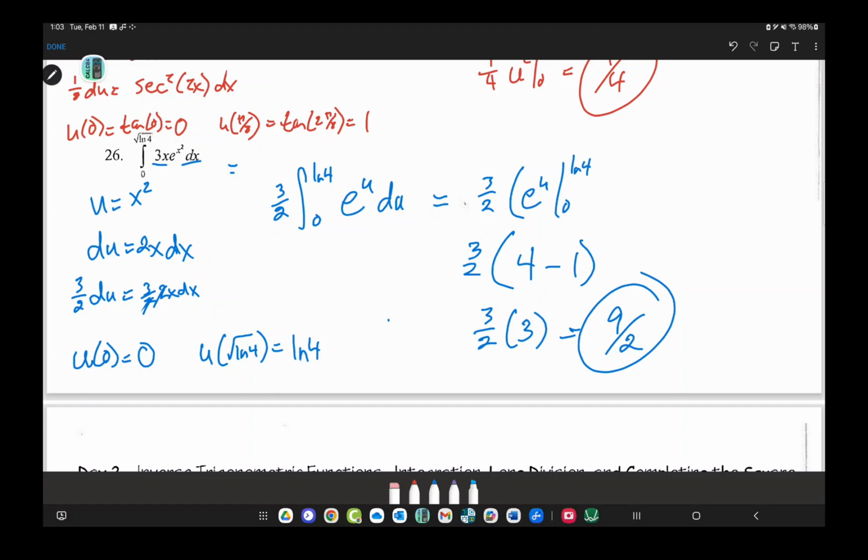Oh. Honestly, no, I really like math. So inverse trig, long division, and completing the square. So we will do some long division. I mean, long polynomial division. Algebra 2. Did you do it in pre-cal? Maybe a little bit in pre-cal.